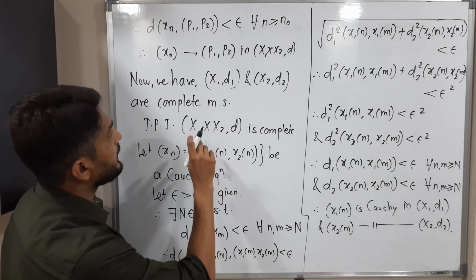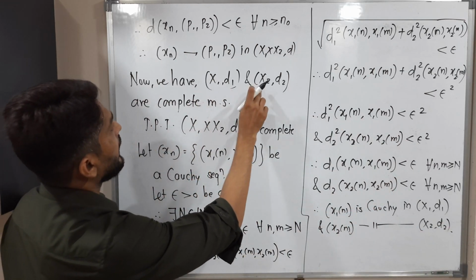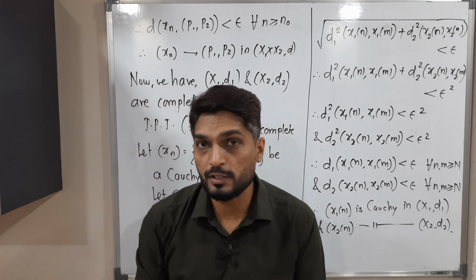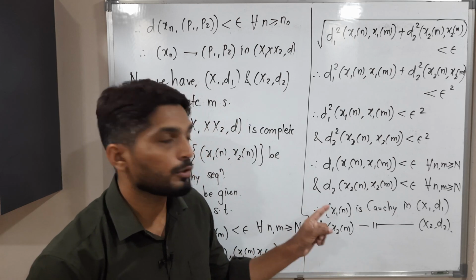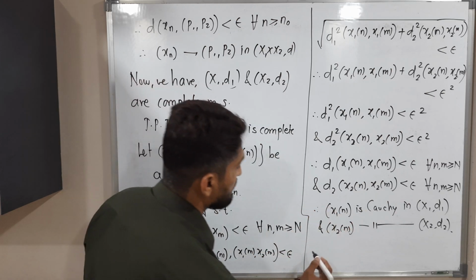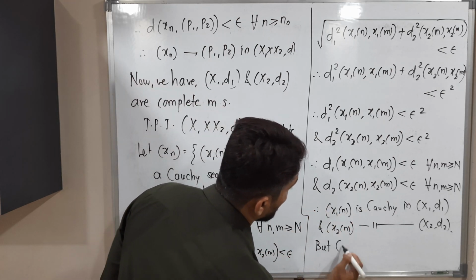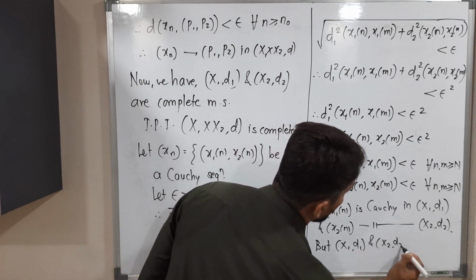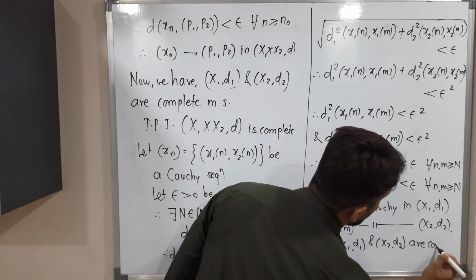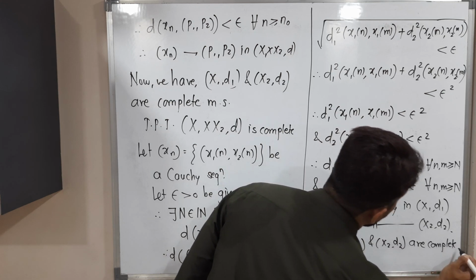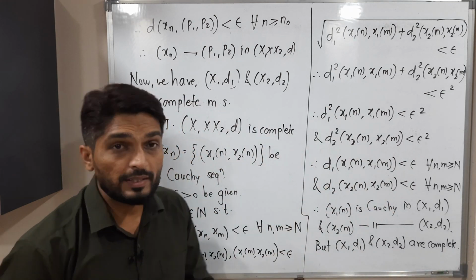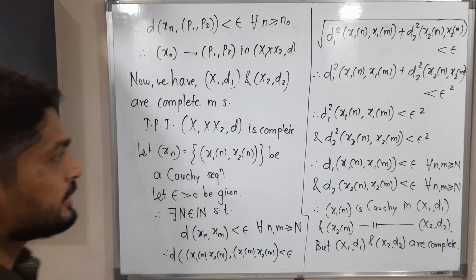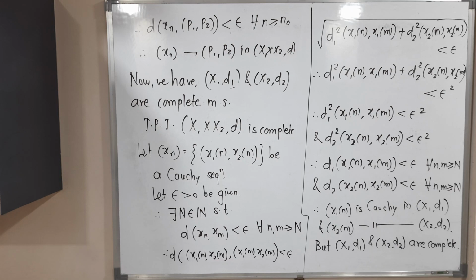But see, initially they have mentioned that X1 and X2 both are complete metric spaces. Complete metric space means what? Every Cauchy sequence is convergent. So these are also convergent sequences. Let me mention, X1, d1 and X2, d2 are complete. Okay, so these are complete metric spaces. So therefore both sequences must be convergent sequences. Okay, just make a screenshot of it, then we will go further.